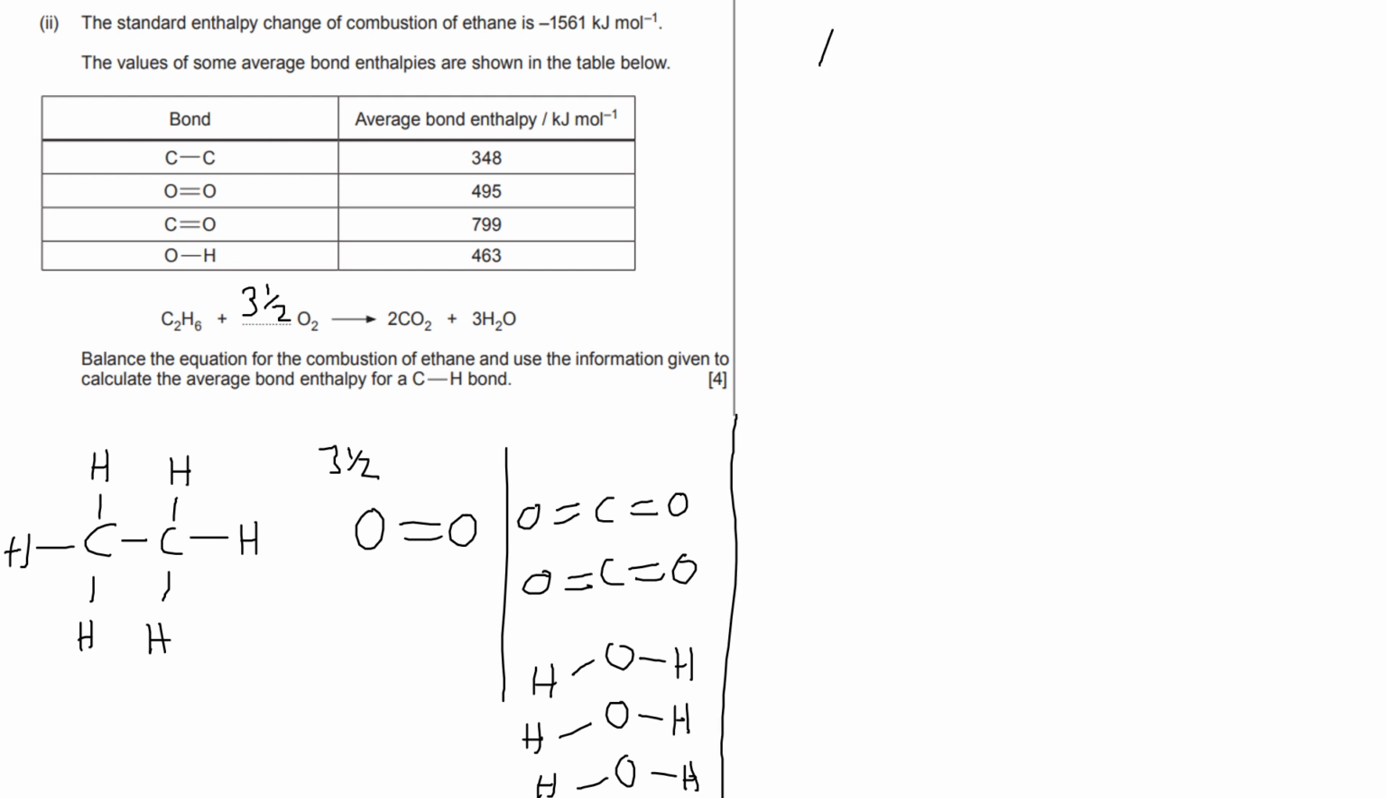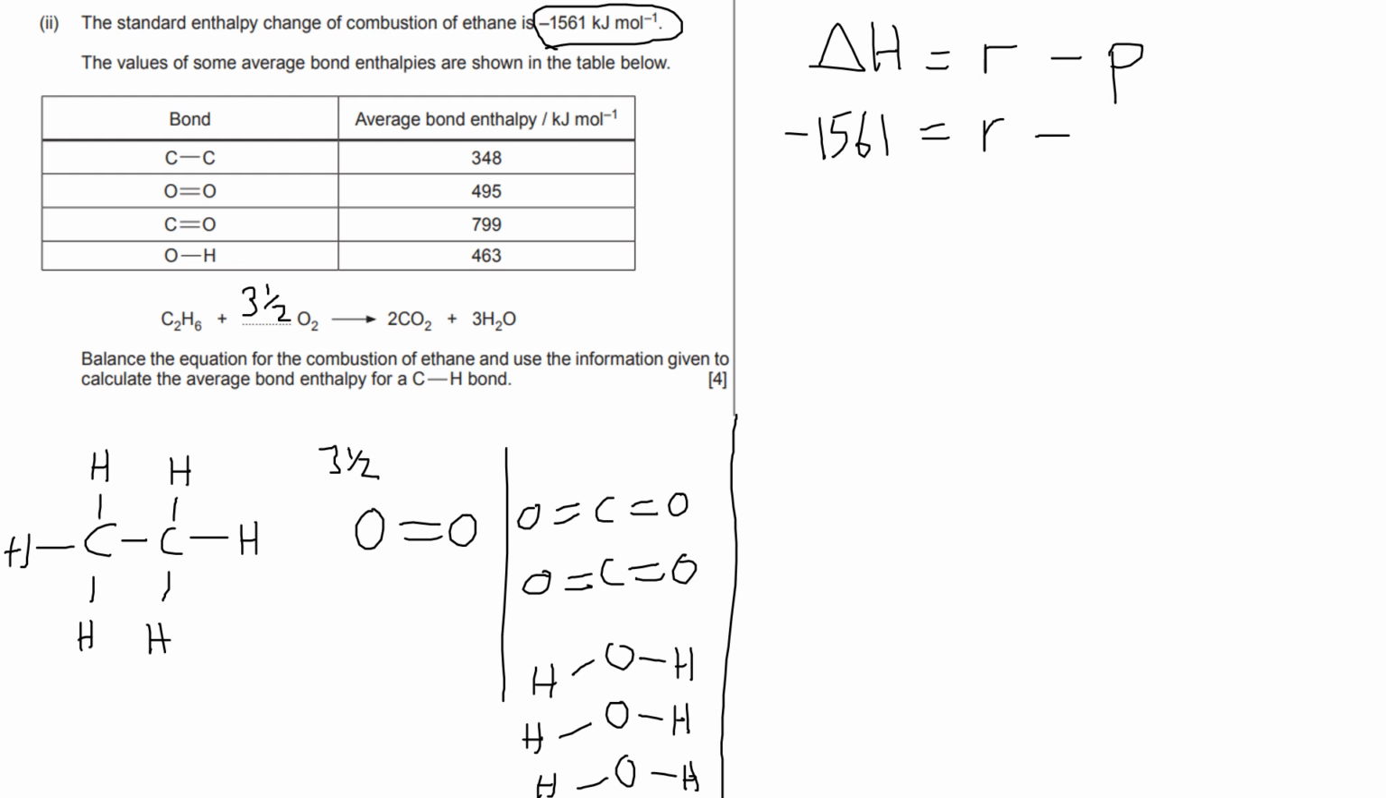Okay, so what we're saying for this is that delta H equals the reactants minus the products. And we know delta H, because it's given up in the question up here, it's minus 1561. R is what we want to find out because the CH bond is one of the reactants. And then it's minus the products. Now the products, what have we got for the products?